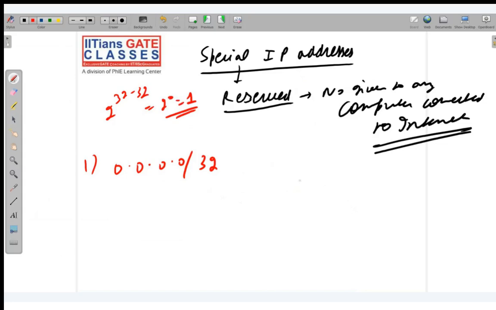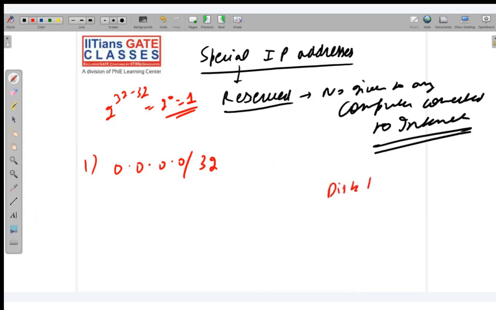If a machine does not know its own IP address and it wants to send an IP datagram, then it will fill this as the source IP. If you want to send any packet, any datagram, then obviously you should have an IP address, but if you do not have any IP address and still want to send the packet, then in the source IP address you will fill this. How you will send it and why you need it, don't worry, I will tell you later when we study a few protocols. This question, by the way, has been asked in GATE.